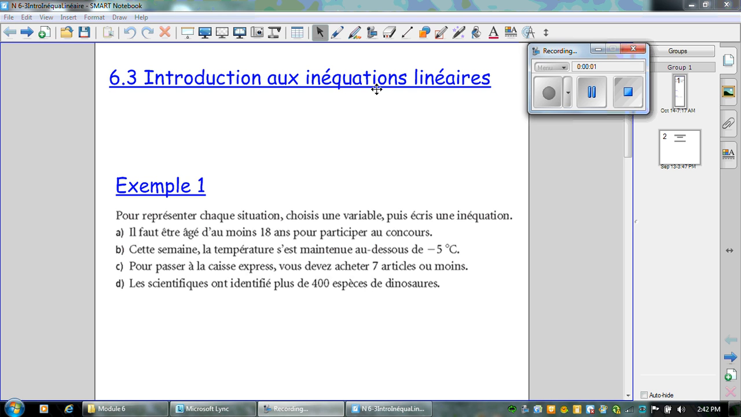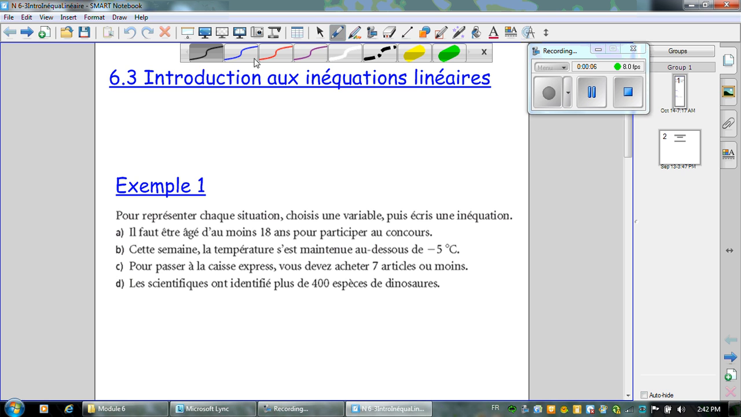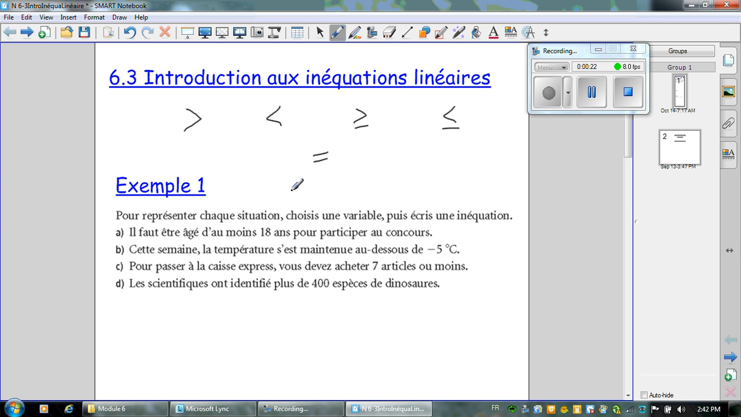At inequalities. So here, our first example, we're going to be using these symbols: greater than, less than, greater than or equal to, and less than or equal to. These four symbols we will use instead of the equal sign. They're actually unequal: one is greater than the other, one is smaller than the other, one is greater or equal to, and smaller or equal to. So here we have four situations. Each situation will have to use one of these symbols to represent this.